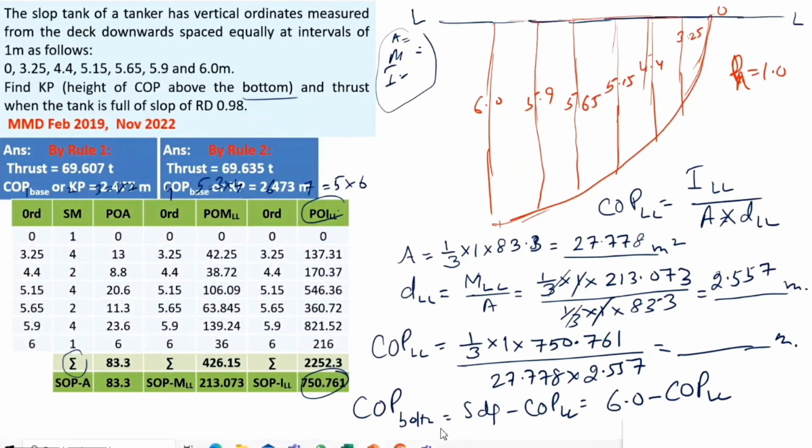You can calculate the thrust also once you have the DLL into density 0.98 into the area, which will give you the thrust. Please match the answer both for thrust and the COP from base. Again, an MMD question twice repeated in 2019 and 2022. By rule 2, how much is it, 6.46? Rule 2 says 6. So KP, you're talking about 2.473, beta. 2.473 is by rule 2 and 2.47 is by rule 1.